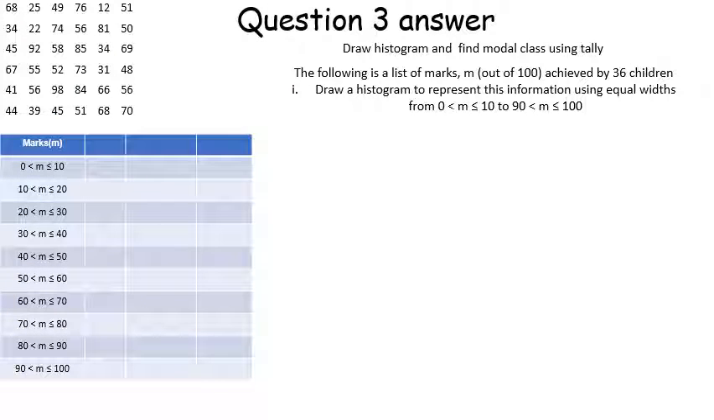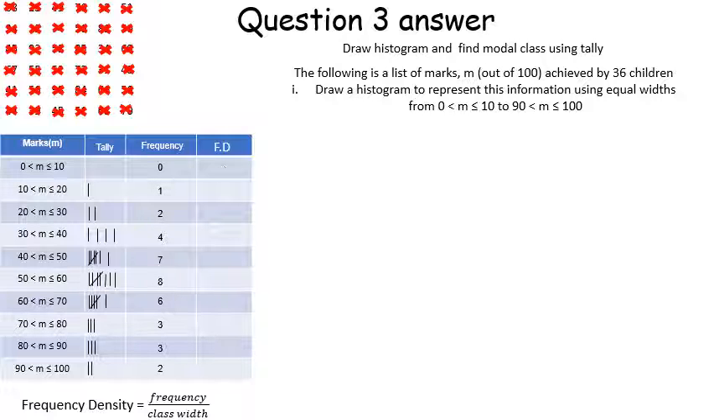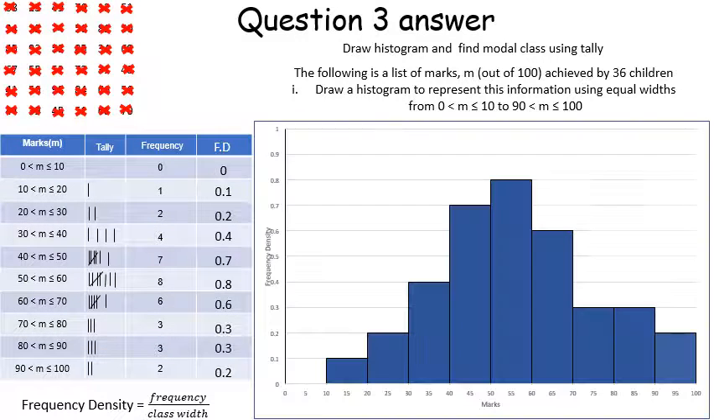Question 3. The easiest way to group this into a frequency chart is to first use a tally. For each number in the list, we need to mark it in the tally chart. When they're all added and put into the frequency column, we can then work out the frequency density for each using the formula. The histogram shows the frequency density on the vertical axis. It needs to show 0 to 0.8, and the horizontal axis is for the marks, so needs to be from 0 to 100.